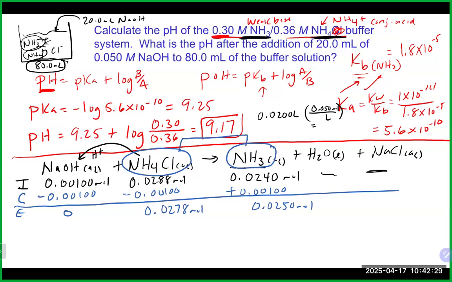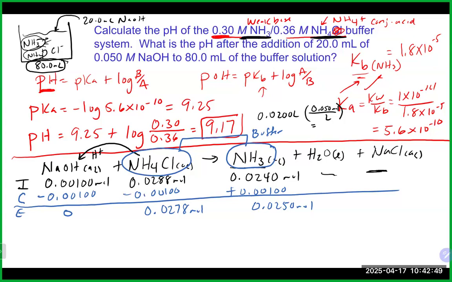Again, these things are still related to each other as a buffer. So again, at this point, you still have a buffer left over, which is good because you started with a buffer. As I mentioned as well, at this point, once you do this ICE table in moles, it's really good practice just to convert everybody back to molarity.